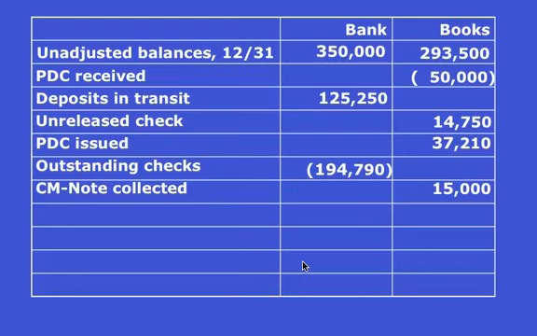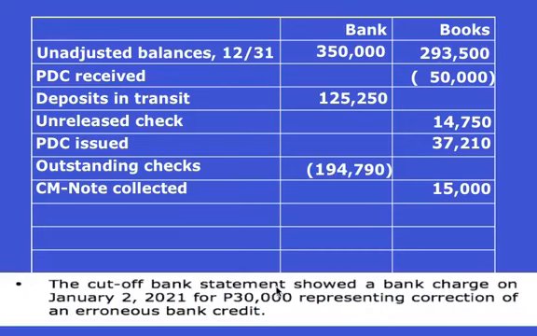Now, additional info. Second bullet point. So, refer to the second bullet point. Okay, so the cut-off bank statement showed a bank charge on January 2 for 30,000, representing correction of an erroneous bank credit. So, kung na-correct yan ng January, most likely, error yan in December. So, bank error. Erroneous. Bank credit. So, kinredit ng bank erroneously.